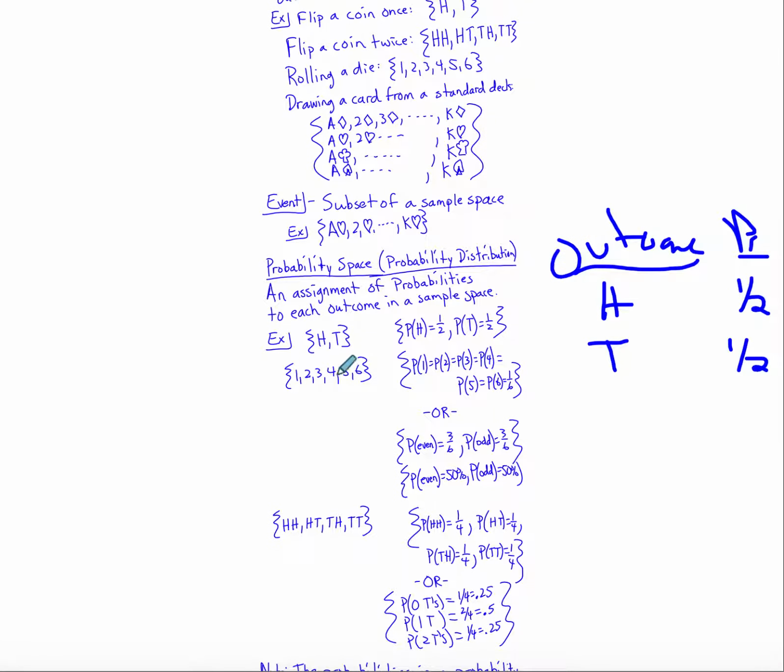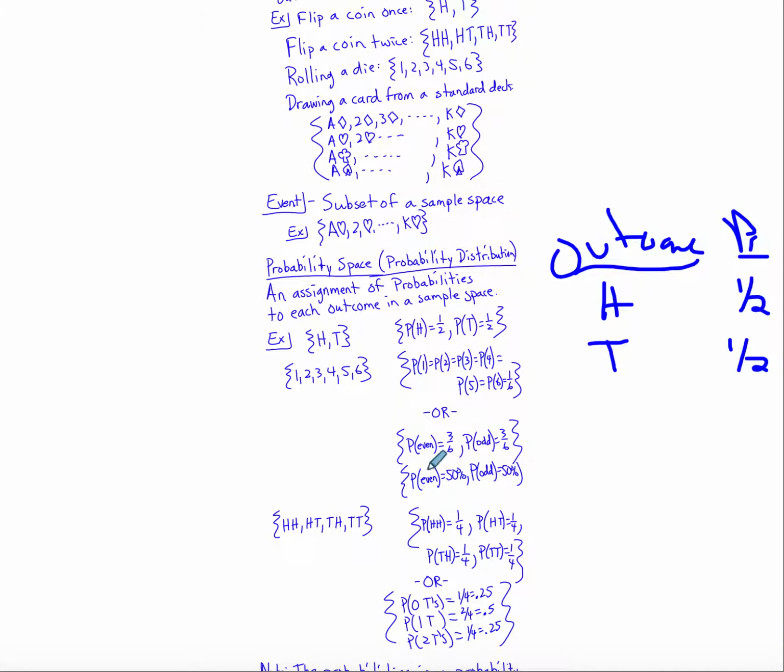You could also look at the outcomes 1, 2, 3, 4, 5, 6 if you roll a die. Then you have a probability of 1, probability of 2, and all of them are the same, 1/6. If you want to look at the probability of getting an even, so if the outcome that you want is an even number, then there are 3 even numbers in here, so 3 out of 6. The probability of odd would also be 3 out of 6.